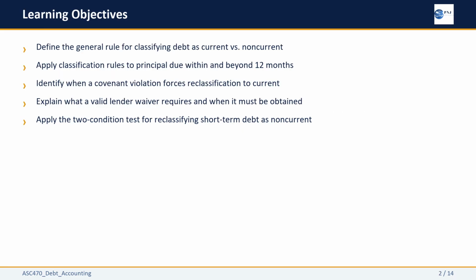By the end of this section, you will be able to apply the 12-month rule to classify debt correctly at every period end. You will know exactly what triggers a reclassification of long-term debt to current when a covenant is violated. You will understand what makes a waiver valid and why timing is everything. And you will be able to apply the two-condition test for refinancing short-term debt as long-term, including the critical distinction between intent and binding agreement.